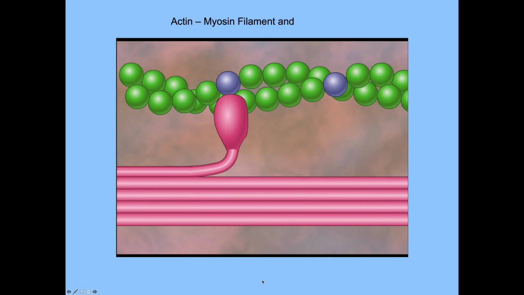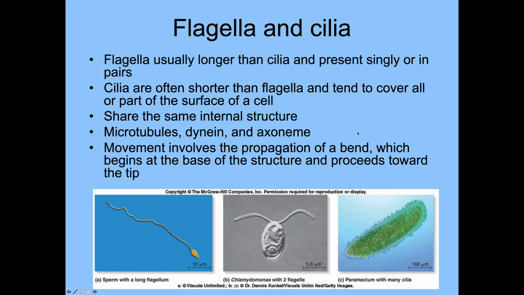Let me try next slide here. All right. Now, other components from the cytoskeletal elements, of course, are the flagella and cilia. Flagella are much longer than cilia. They have some motility. They can be present in single form or in pairs. Cilia are very short. They usually cover the entire surface of a cell, like you can see over here with these paramecium, and they work together. But internally, they both share very much the same internal structure in eukaryotic cells.